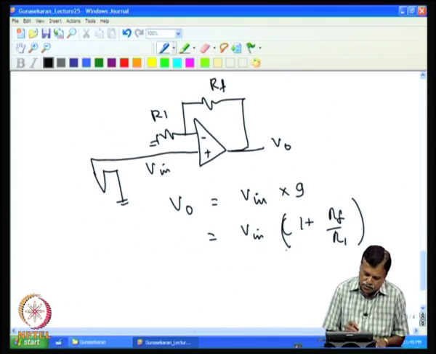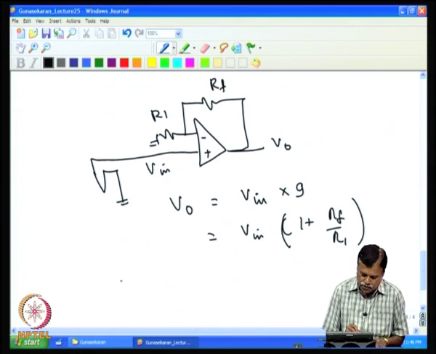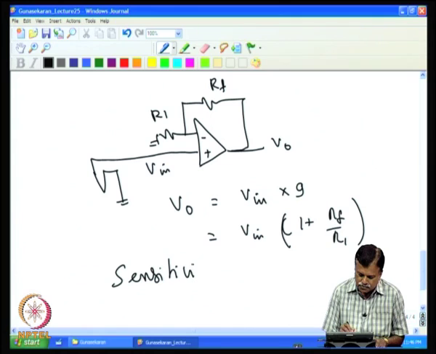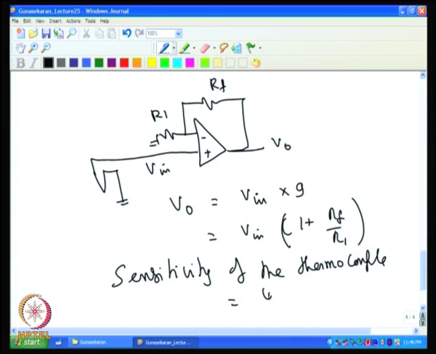For example, if we take the thermocouple as a single junction thermocouple, its sensitivity is 40 microvolt per degree C.